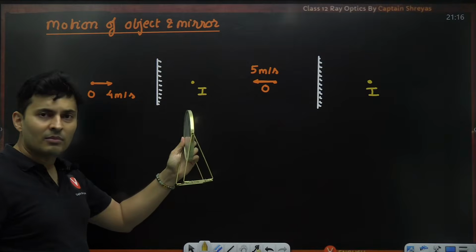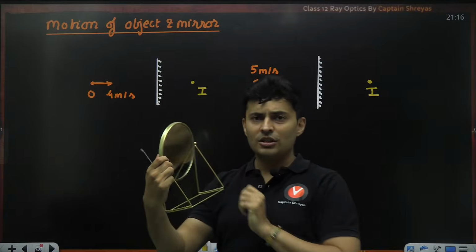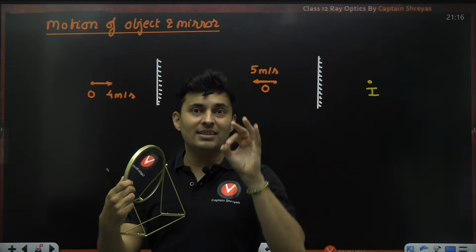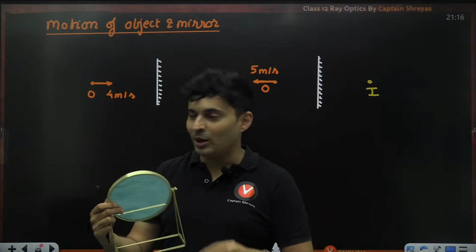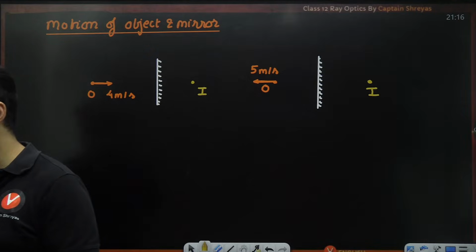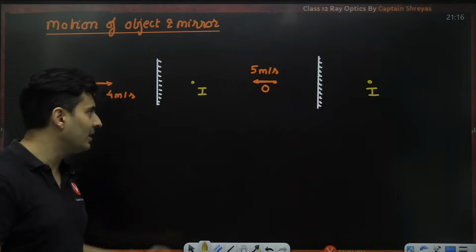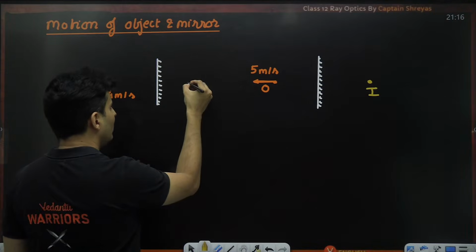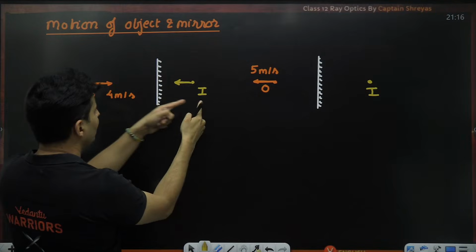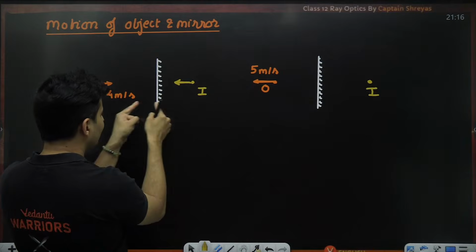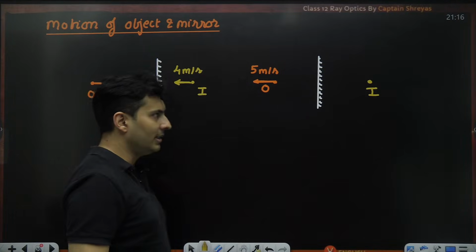So, my dear warriors, if you are moving towards the mirror, the image should also move towards you with obviously the same speed, not more nor less. If it is coming faster, that also will freak you out. Or if it is coming slower, you are moving like 100 meters per second and the image is moving at 1 meter per second, that is also going to freak you out. It's going to happen exactly at the same speed, because if I move 4 meters, image should also move 4 meters in that time. So obviously this should be 4 meters per second.